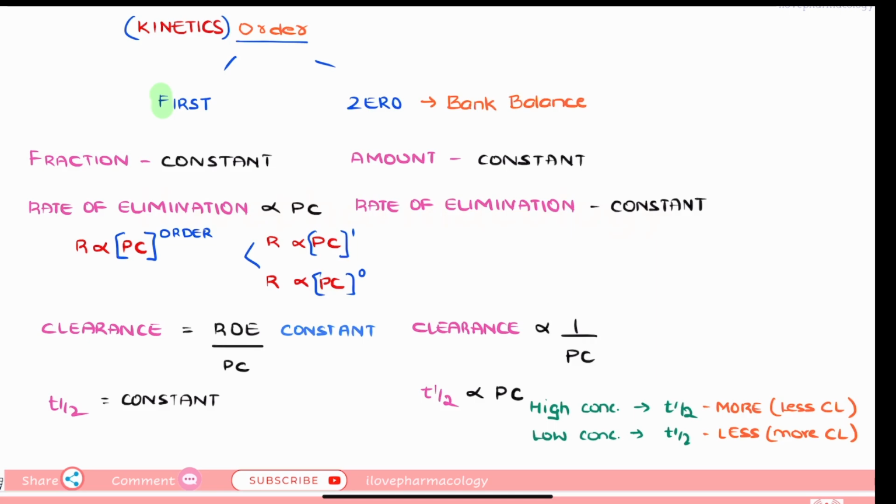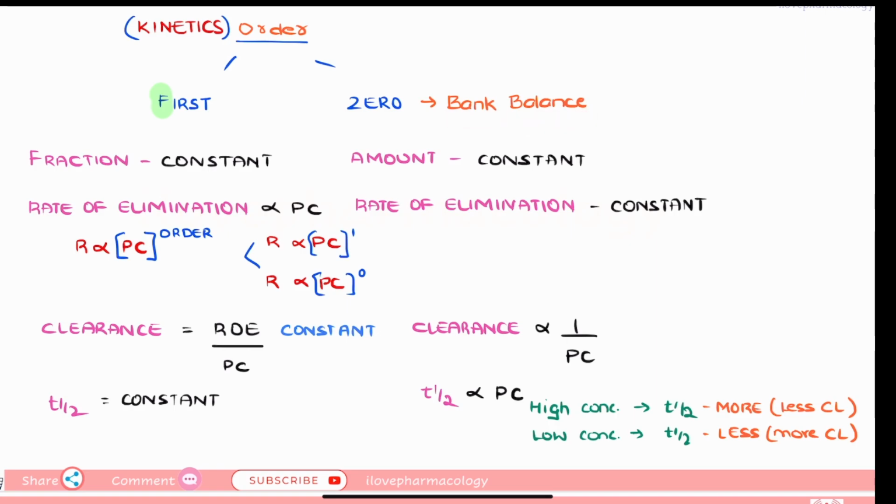So let's understand first order kinetics and zero order kinetics. As you know that there is a first order and zero order. So how to remember first order? The first letter is F. So it is the fraction. So first order means you need to think about fraction, whereas zero means zero bank balance.